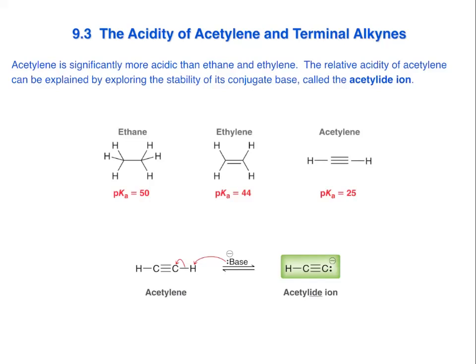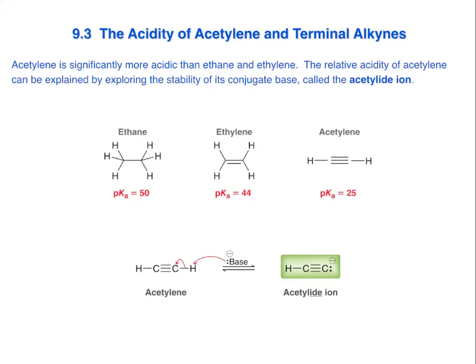In this video, we're going to cover section 9.3 on the acidity of acetylene, or ethyne, and terminal alkynes. Now, acetylene is significantly more acidic than ethylene, or ethene, and ethane. The relative acidity of these hydrocarbons can be explained by exploring the stability of their conjugate bases. And the conjugate base of acetylene is referred to as the acetylide ion.